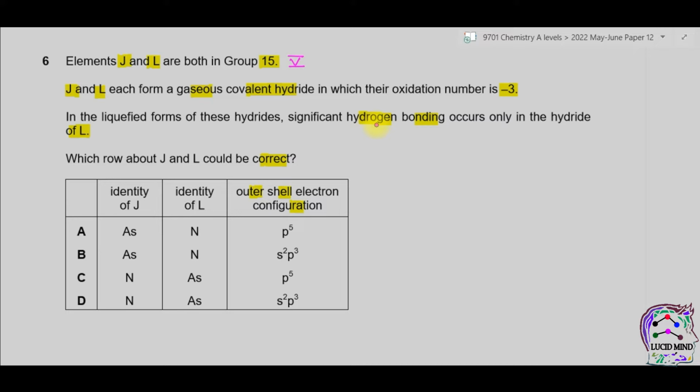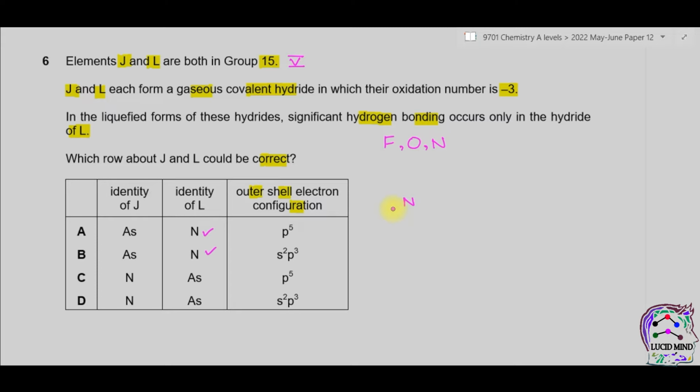Now the important point is this one, we have hydrogen bonding in L. Now hydrogen bonding only occurs in fluorine, oxygen and nitrogen. So we have fluorine, oxygen, nitrogen. It means it could either be A or B because L contains nitrogen. So nitrogen is a part of group 5 of the periodic table. It has got 5 electrons in the outermost shell, and the same thing is with arsenic. So let's see about arsenic.